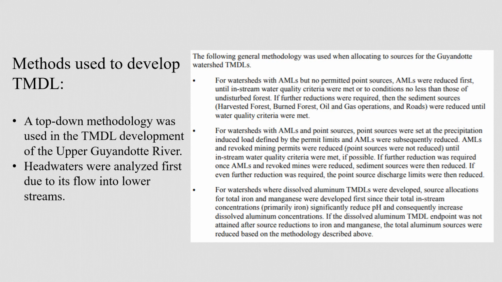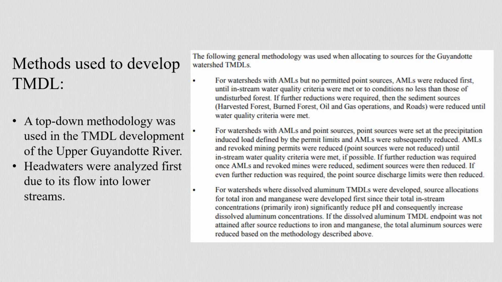And then for watersheds where dissolved aluminum TMDLs were developed, much like in the Upper Guyandotte and the Guyandotte River watershed, source allocations for total iron and manganese were developed first, since their total in-stream concentrations, primarily iron, significantly reduced pH and consequently increased dissolved aluminum concentrations.